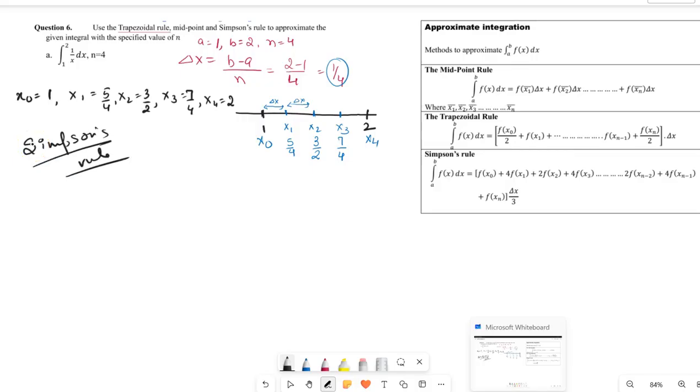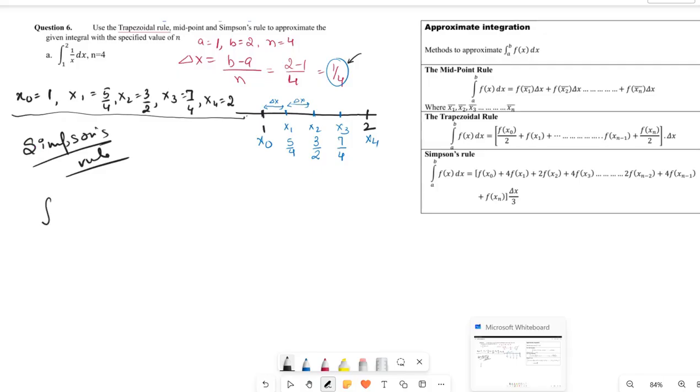Simpson's rule also uses the same x0, x1 values, so I kept them the same as the trapezoidal rule. No need to change. It's the same method. Find delta x. On the number line, write 1 and 2, split into 4 equal parts, and then keep adding 1 by 4 to get the next x0 value, x1 value, right?